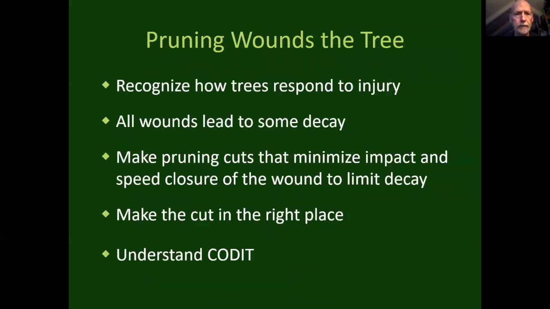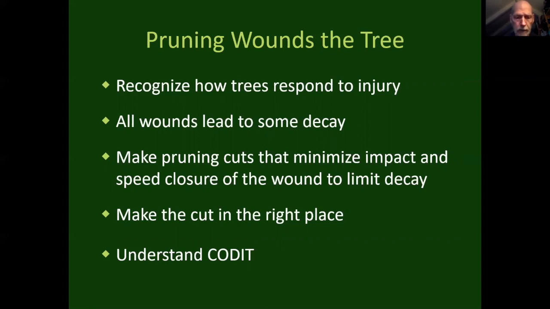Because basically, pruning wounds the tree. We're deliberately injuring the tree when we make a pruning cut. So we need to understand how trees respond to injury. We need to recognize that any pruning cut we make on a tree is going to allow some decay to get in. And we need to make our pruning cuts in a way that we're going to minimize impact, speed closure, and allow the tree to seal off that injury. And that really requires us to make the cut in the right place.